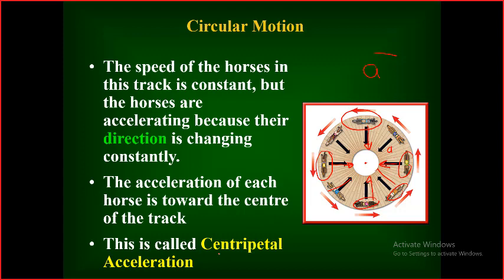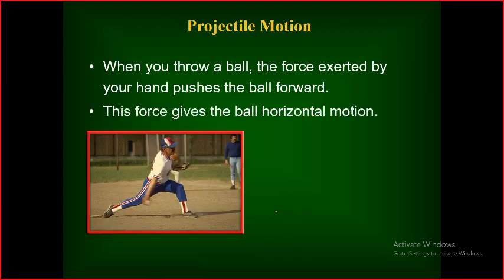This is why it is called centripetal, from the word centria. The second, and this is the last point in the lecture today: what if we have a projectile motion? Is the projectile motion 2-dimensional? Of course, it's 2-dimensional. I will show you now why it's 2-dimensional motion.